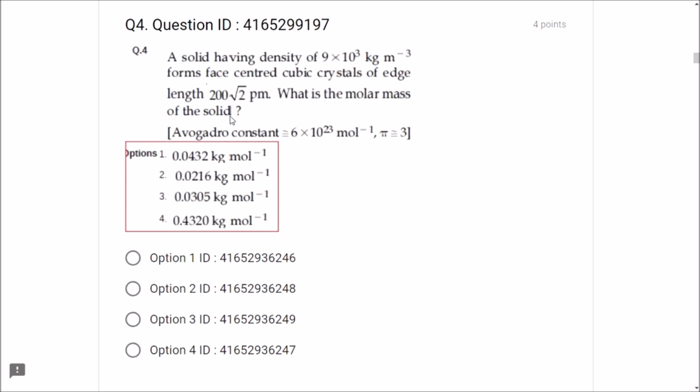What is the molar mass of the solid? Dear students, Avogadro constant. What is the Avogadro constant? 6 into 10 to the power 23 per mole. Right. What is pi? More or less equal to 3. If you substitute all these and follow the equation, you will get the answer. That is 0.0305 kg. This is the correct option, students. So option number 3 is correct.